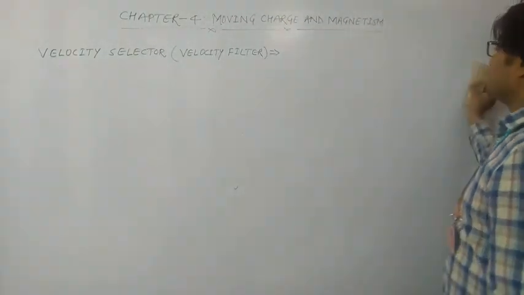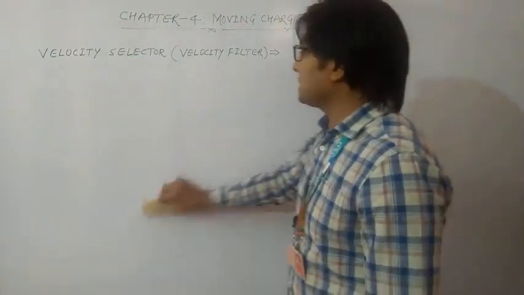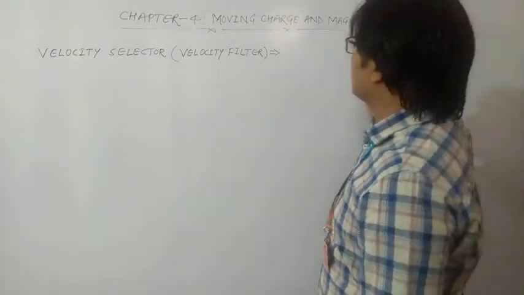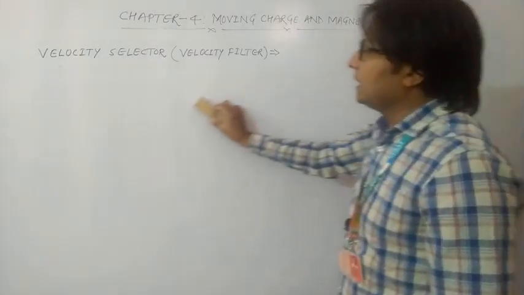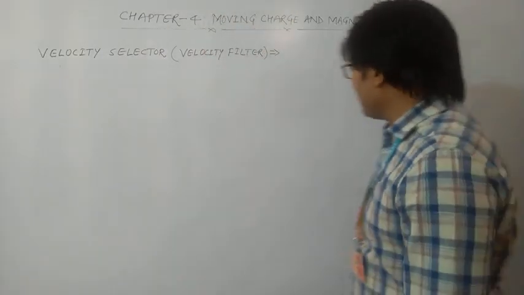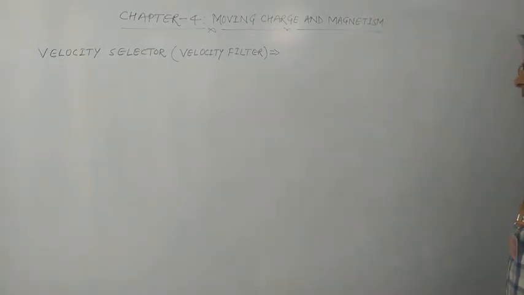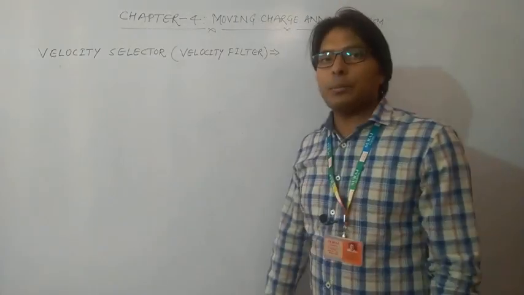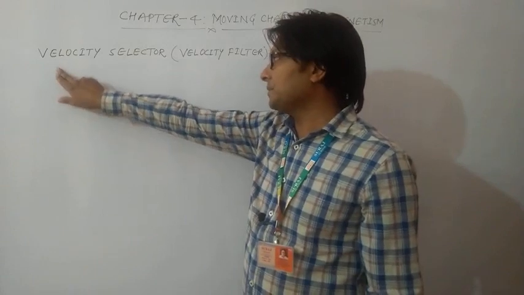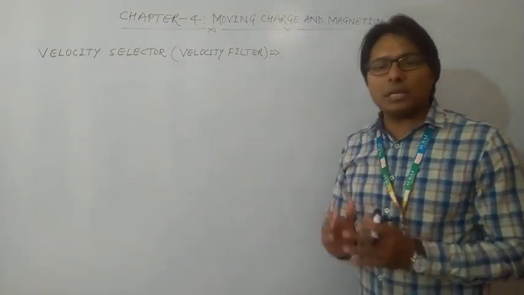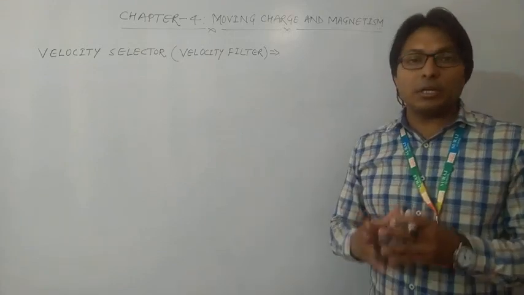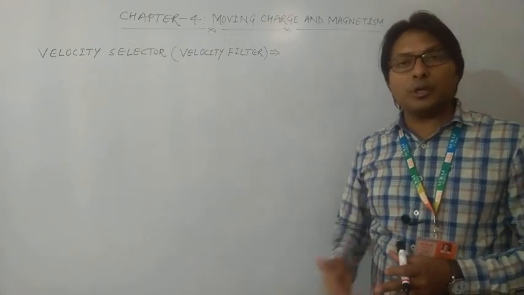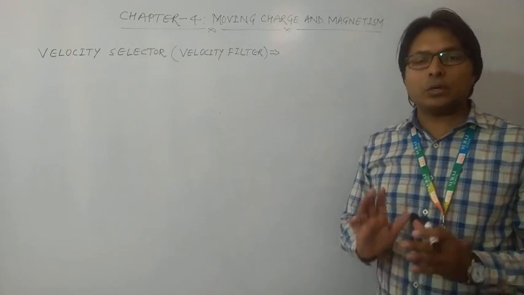Since we are using the cross field device again and again, first we will study what a cross field device actually is. A cross field device is a device in which both magnetic field and electric field are applied simultaneously and perpendicular to each other. A region where both are applied simultaneously and perpendicular is known as a cross field device.